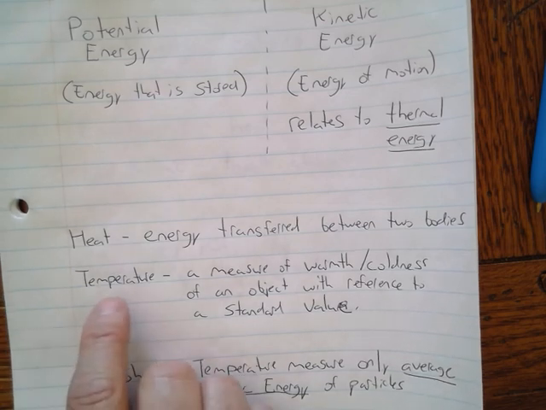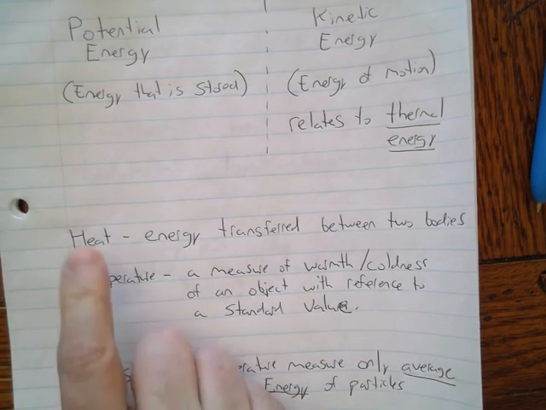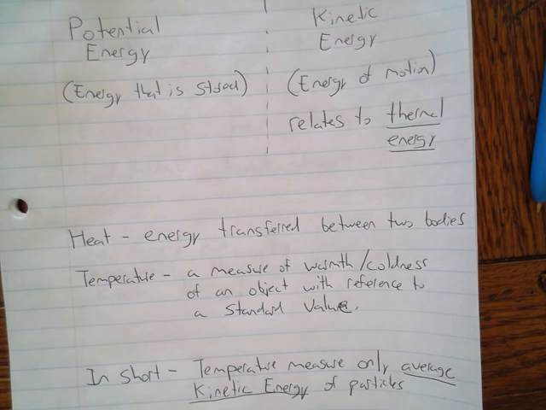How is this different from temperature? Because a lot of people get these two words confused. Temperature is a measure of the warmth or coldness of an object with reference to a standard value. So what this means is temperature can be measured in, say, degrees, where heat is not measured in degrees. Heat is measured in other units, which we'll get to in a bit.